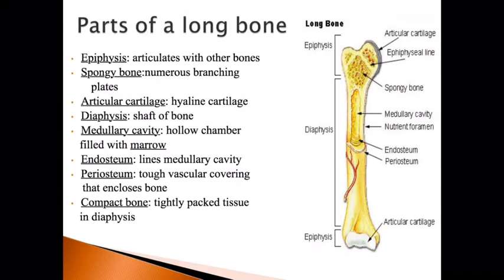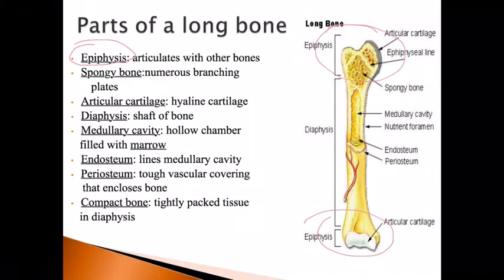All right, so let's talk about the parts of a long bone. We have the epiphysis. Now, the epiphyses are the two ends of the bone, here and here. Those are what articulate. Articulate just means to come together. So if you articulate with somebody, that means you come together with them. So where bones articulate with each other is called the epiphysis. Together, they would be the epiphyses.